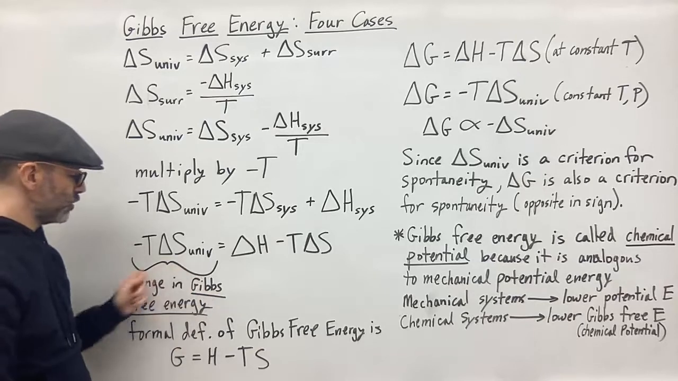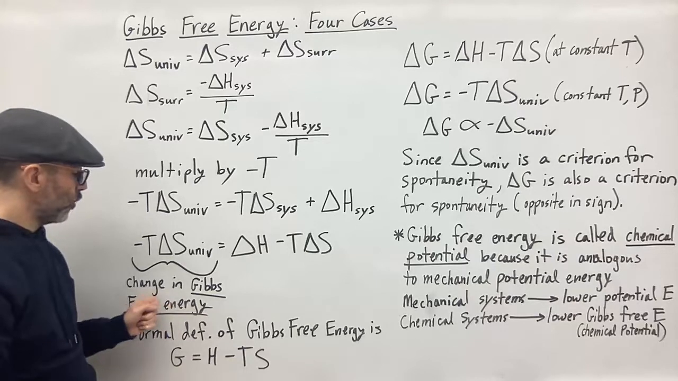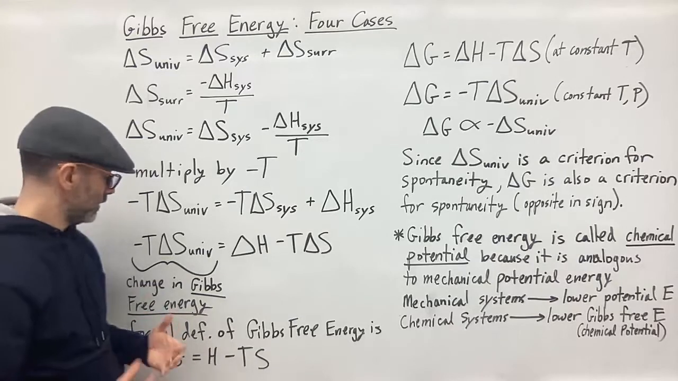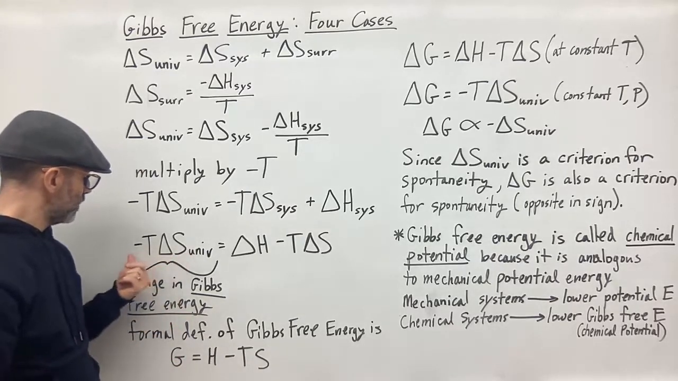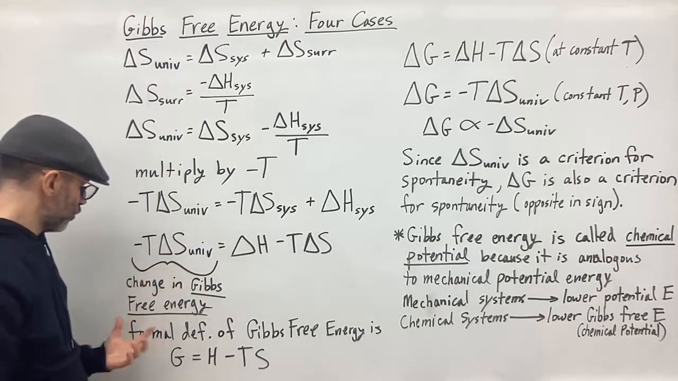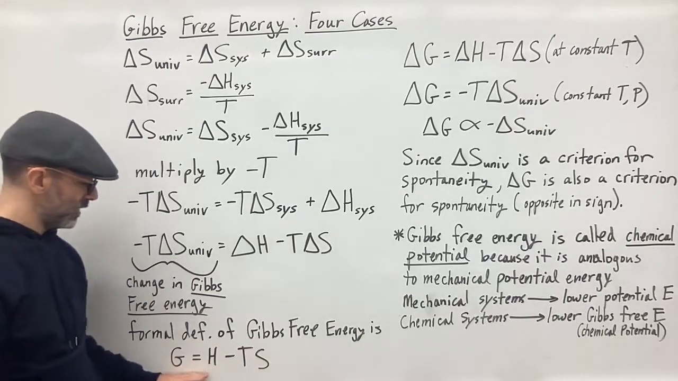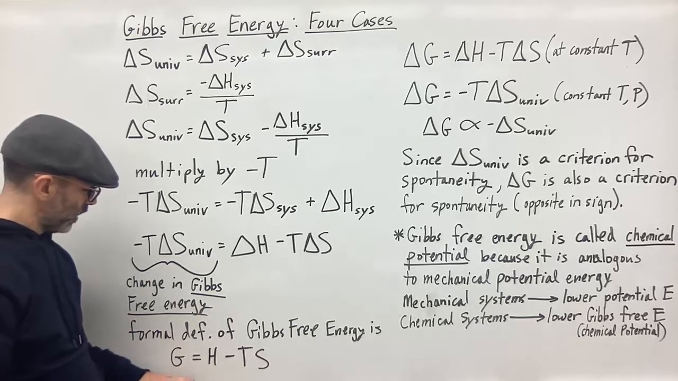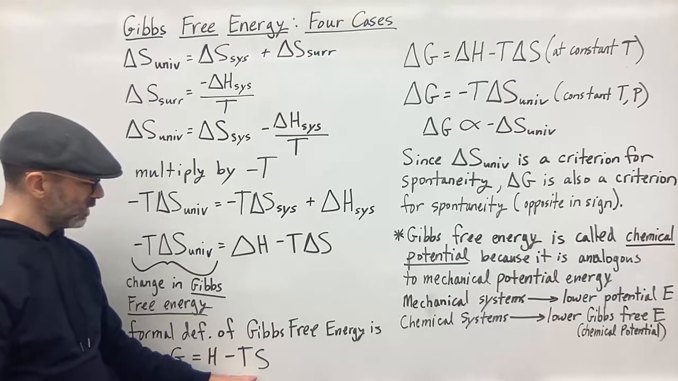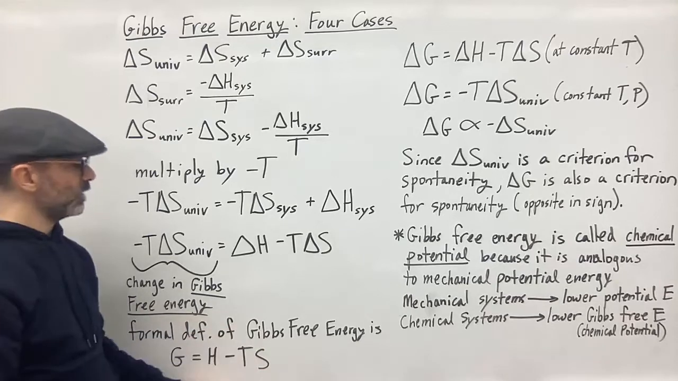So Gibbs free energy is a thermodynamic function that is going to be a measure of the spontaneity of the reaction or a process. So this negative T delta S of the universe is the Gibbs free energy. And so I can show you that by saying, hey, this is the formal definition of Gibbs free energy, this equation right here. So Gibbs free energy is equal to the enthalpy of a system minus the temperature multiplied by the entropy of the system. So here, that's the formal definition.